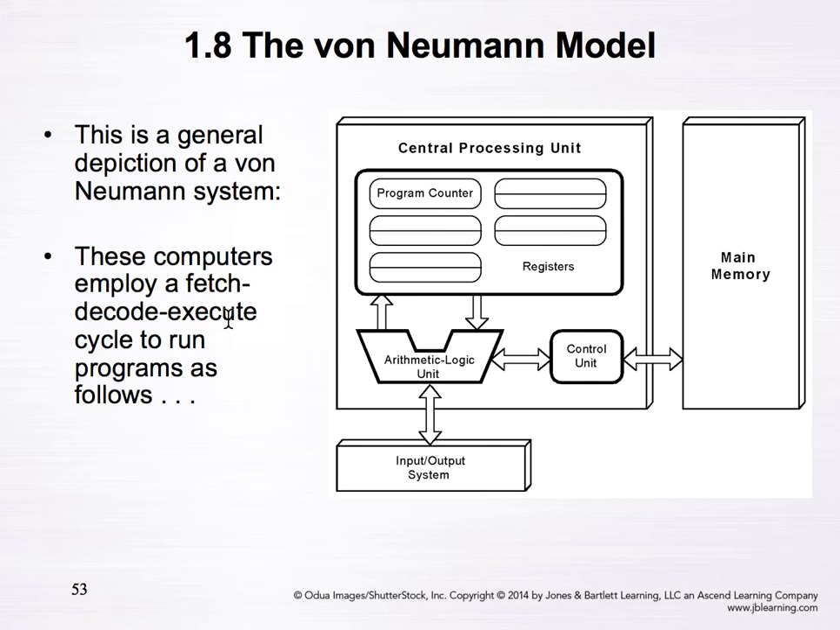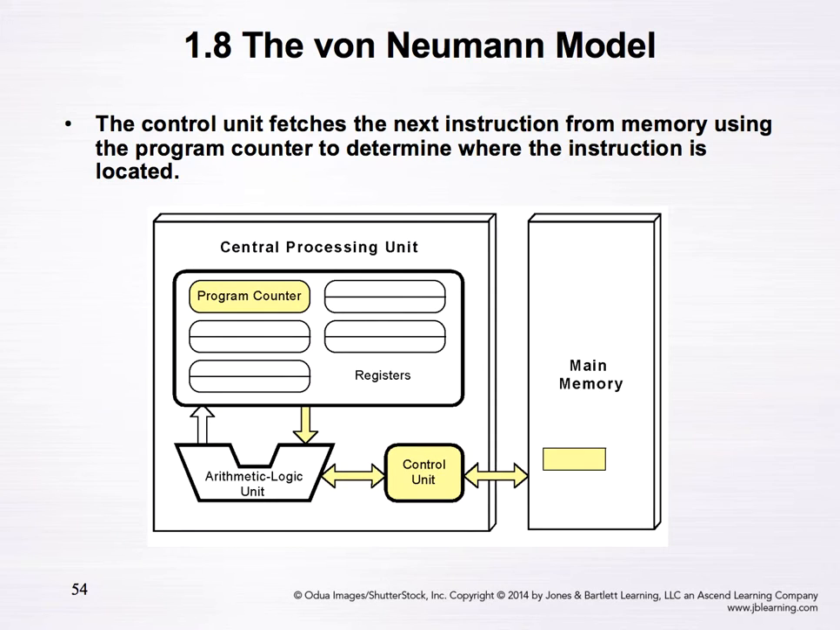So basically, the von Neumann model has a fetch, decode, and execute cycle to run a program. What does that mean? Let's see. The first step is that the control unit will fetch the next instruction from the memory, using the program counter to determine where the instruction is located. This is a number indicating the address in the memory, and the control unit will access the memory, read the information there, and fetch it into the arithmetic logic unit.